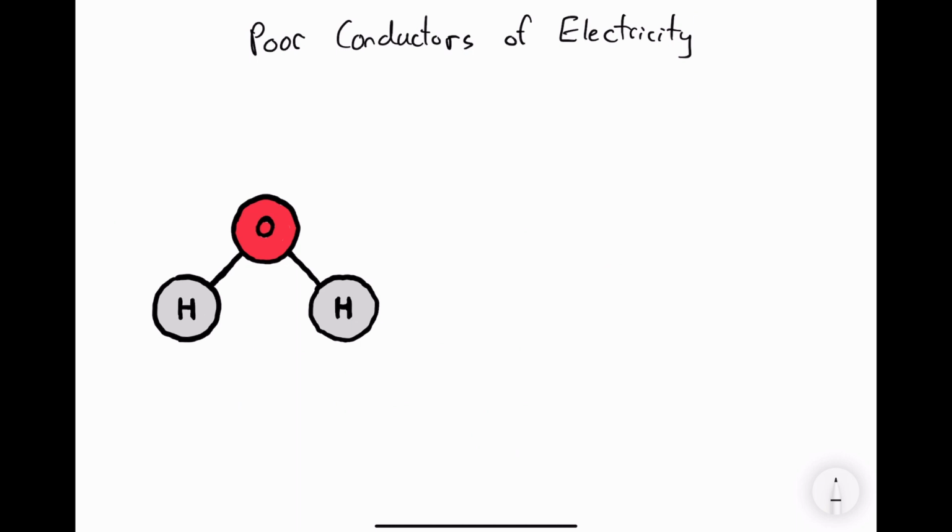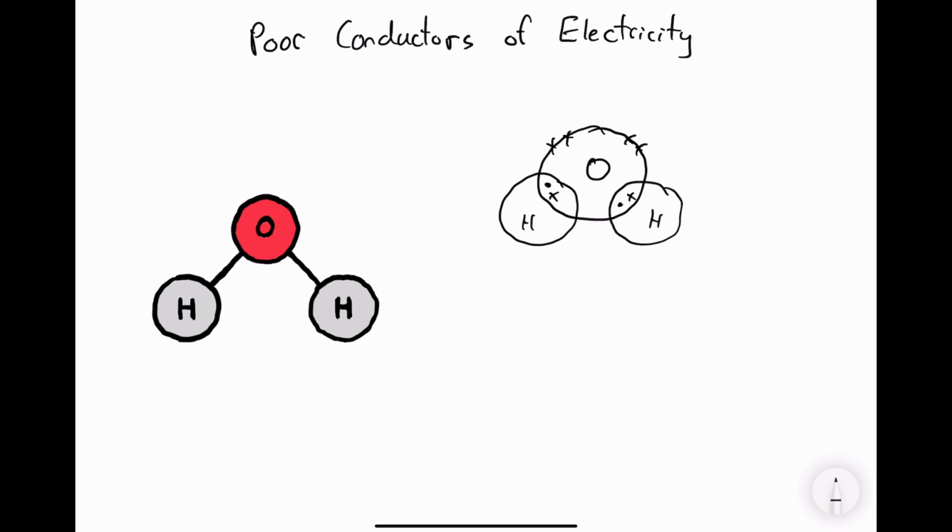Why are substances made up of simple covalent molecules poor conductors of electricity? Well, if I draw the dot and cross diagram of water, we can see that there are no delocalized electrons. Therefore, substances made up of simple covalent molecules cannot conduct electricity.